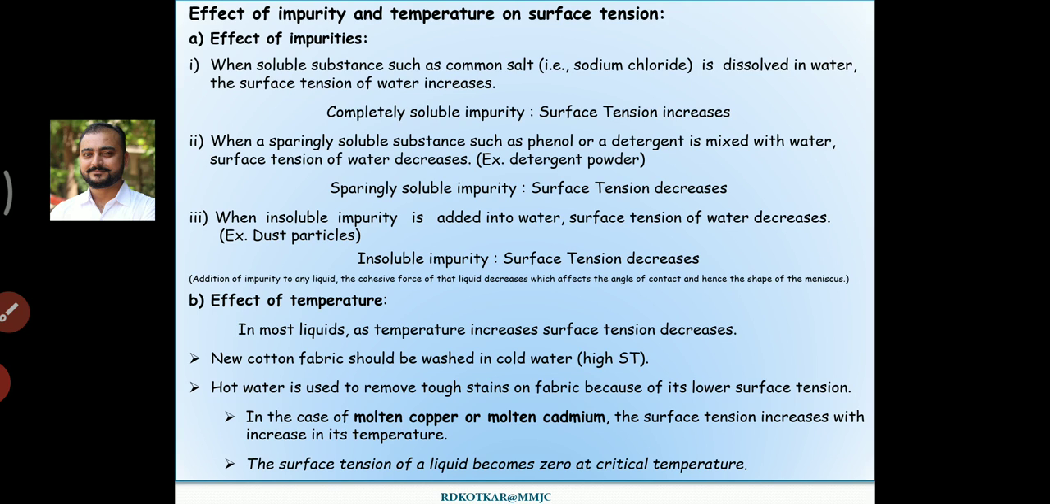Then surface tension of a liquid becomes zero at critical temperature. In this manner you can define the critical temperature in the case of surface tension also: the temperature of the liquid at which the surface tension of a given liquid becomes equal to zero. That is called critical temperature. Simply, surface tension of a liquid becomes zero at critical temperature. Hope you understood each and every concept.